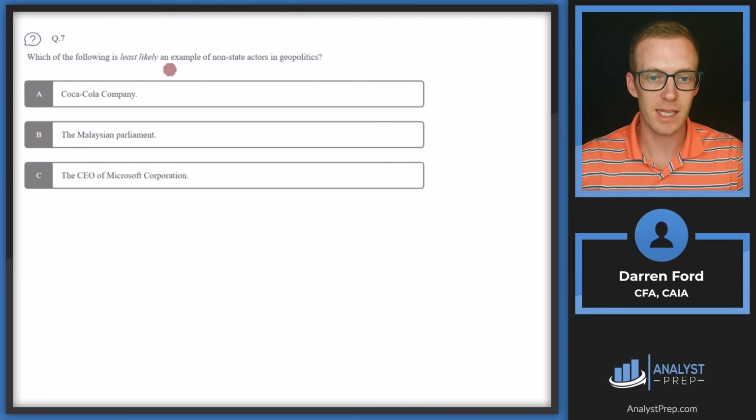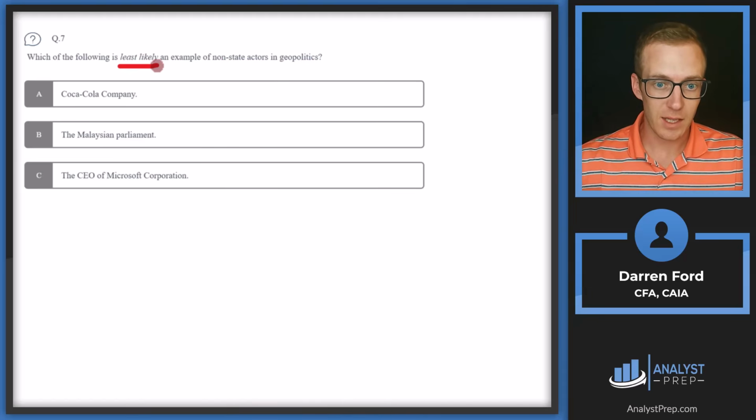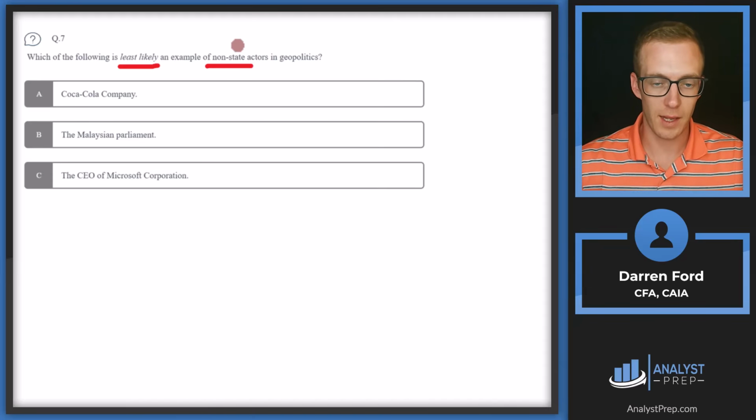Question 7. Which of the following is least likely an example of non-state actors in geopolitics? So least likely an example of non-state actors. So we're going to be looking for, I guess, 2 non-state actors and then 1 state actor. A state actor is likely going to be something more like a government entity, something like that.